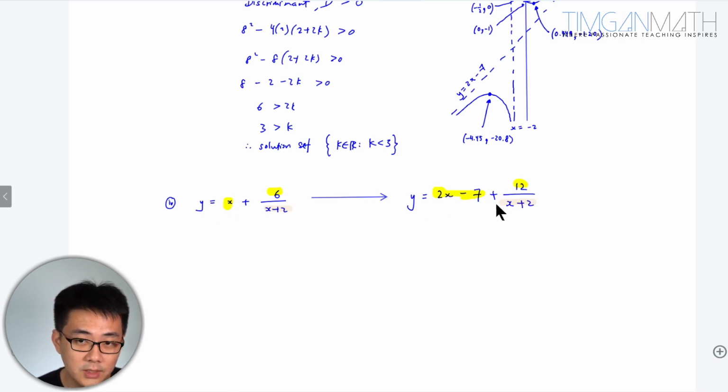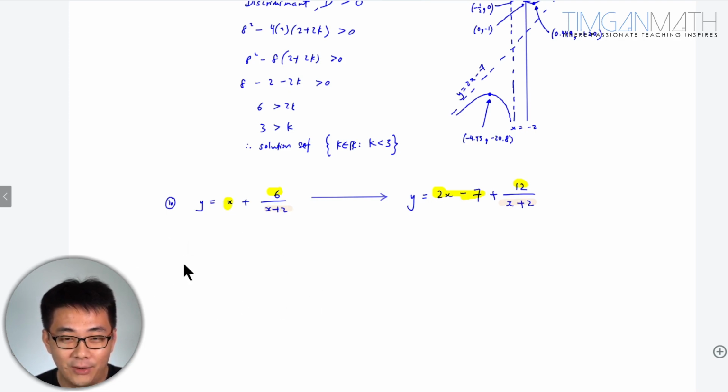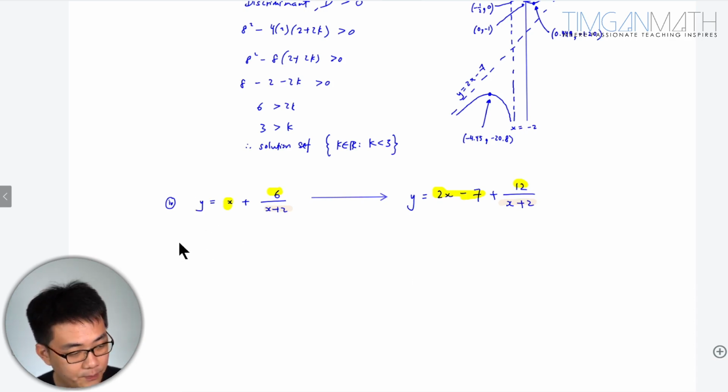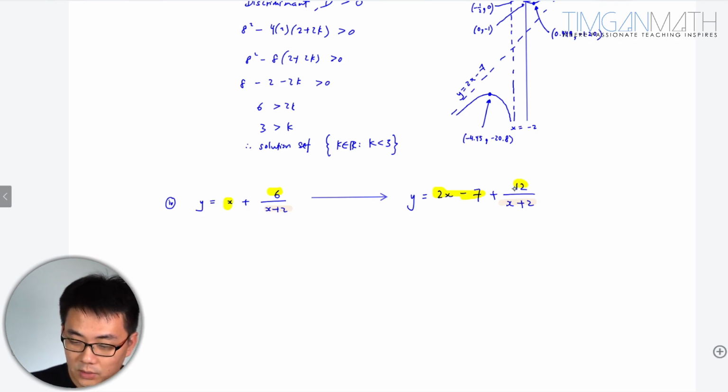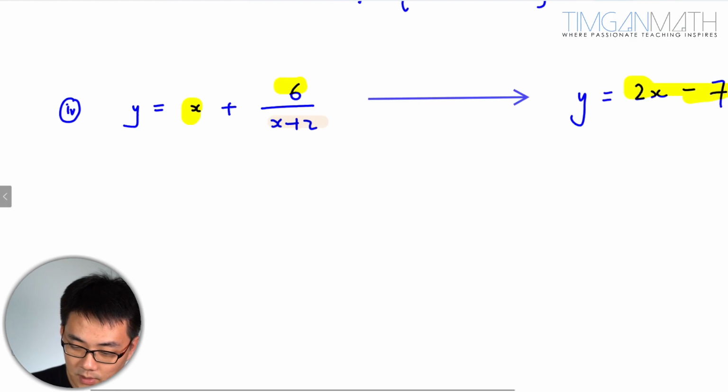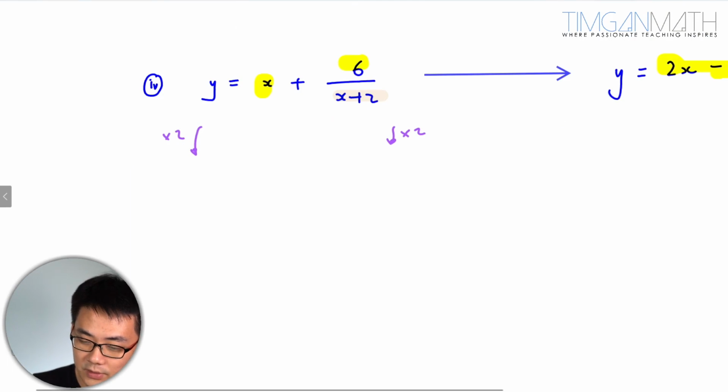Now you realize that this one is actually interesting, because you can multiply both sides by 2, right? To get a 2x and a 12 here. So we will start off by multiplying by 2. I'm going to multiply this by 2 so that I can get the 12 here. So here will be multiplied by 2, here multiplied by 2. Once I multiply by 2, life is good. This will be 2y equals 2x plus 12 over x plus 2.